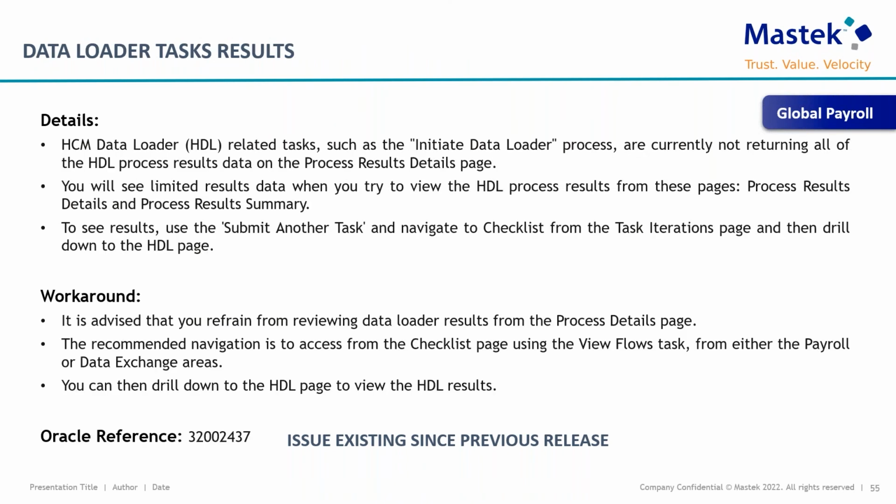Data loader task result. When we are using HDL related tasks like initiate data loader process, the system is not showing all the values of the HDL process data. It does not return all the HDL process results, like what all data has been processed. You will see limited result data when you try to view the HDL process from these pages. To see the results, use the submit another task, navigate the checklist from the task iteration page and drill down to the HDL.